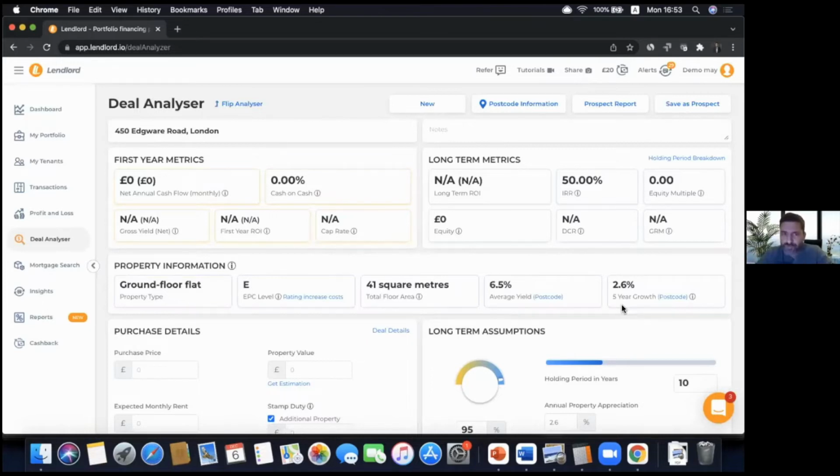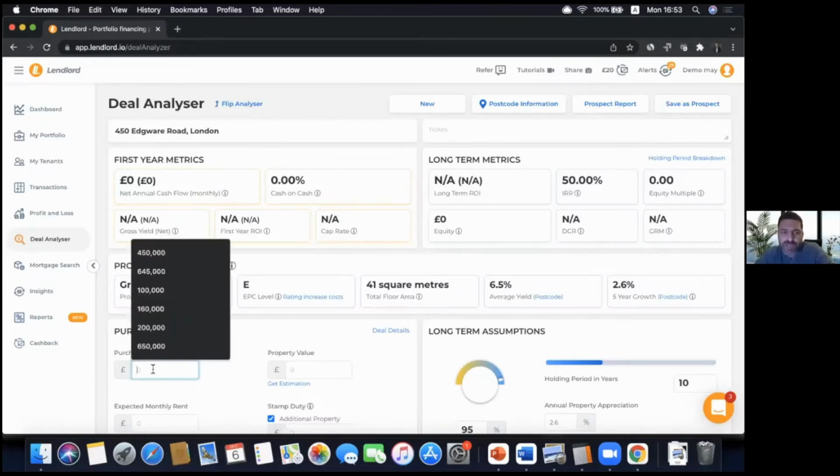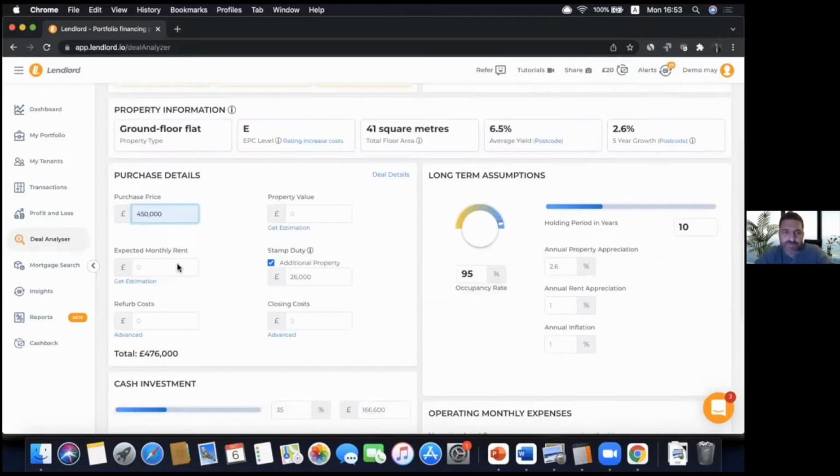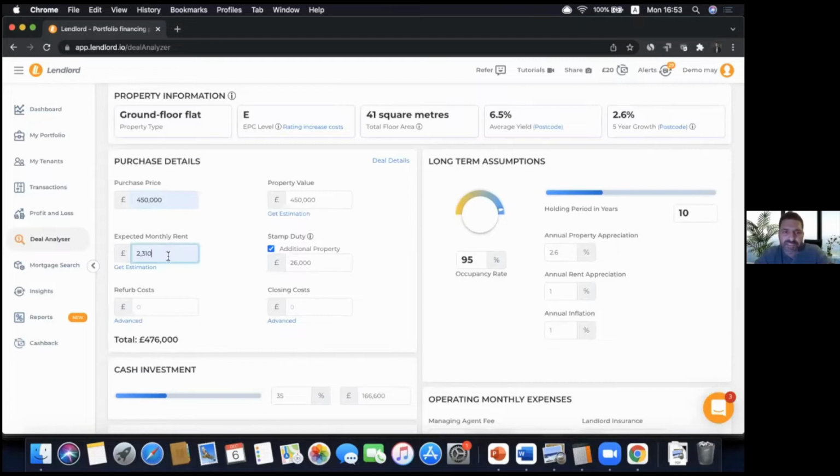Then go to the numbers. You just need to type in two data items. One is the purchase price, and the second one is the expected monthly rent. The platform will complete all the other fields with defaults that you can tweak after that.